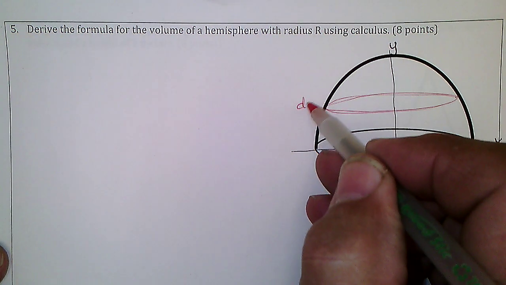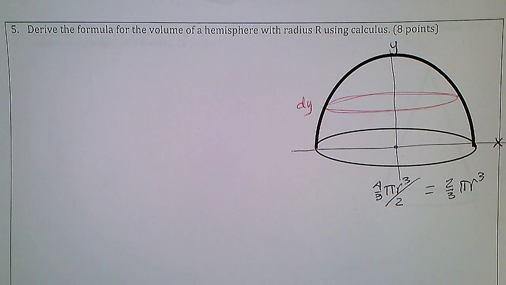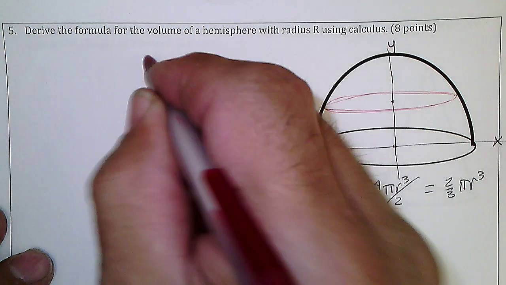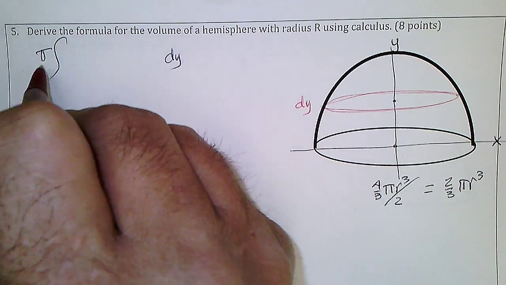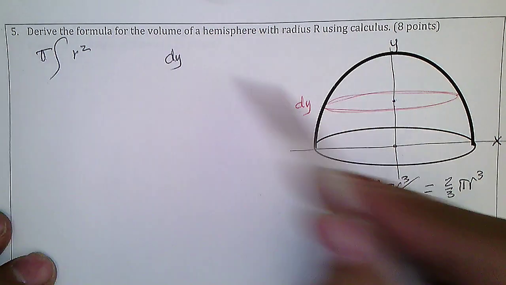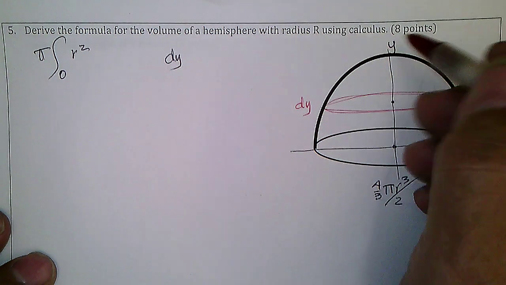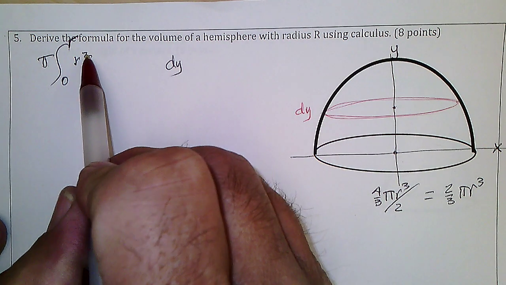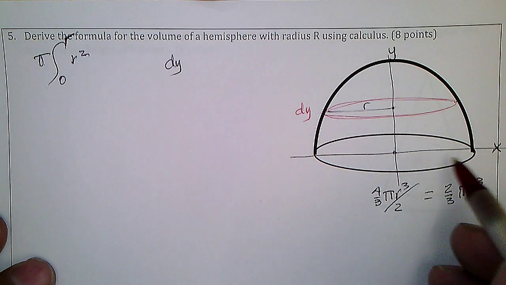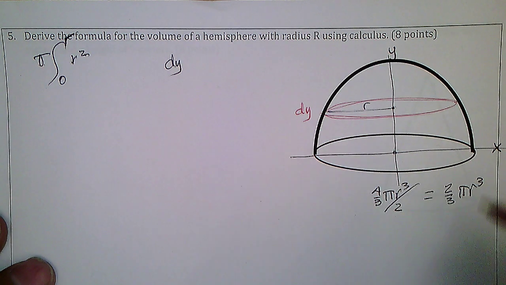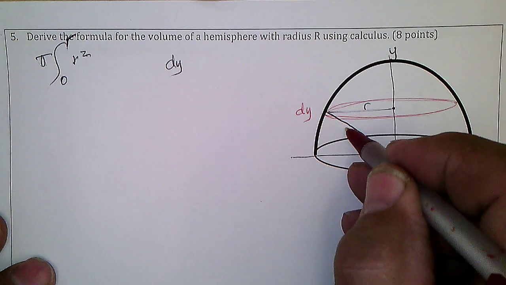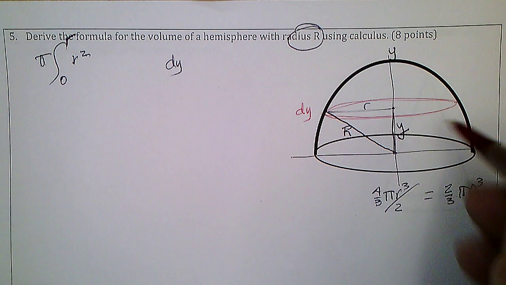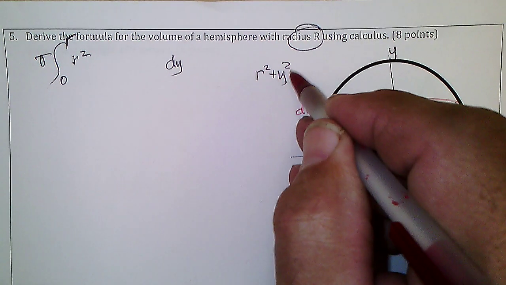So the thickness would be dy. I probably should do shell too. Let's try the disk method first. So it would be the dy, and it would be pi r squared dy, that's the volume of that disk, integrated from 0 to r. Okay, but I need r in terms of y. And I'm going to draw this, which is the radius of the big circle, so I'm going to call that capital R. And this is y, so little r squared plus y squared is capital R squared.